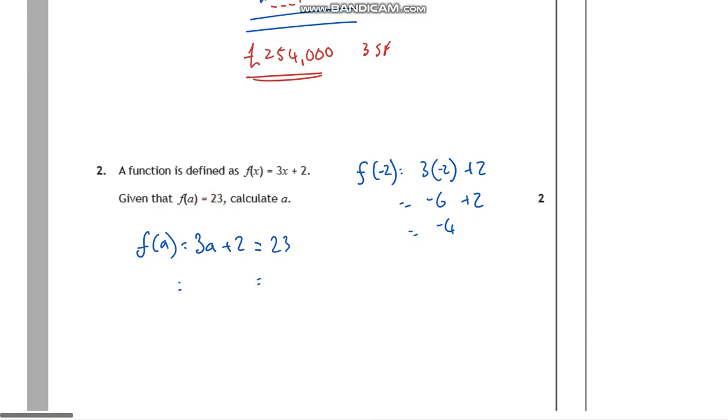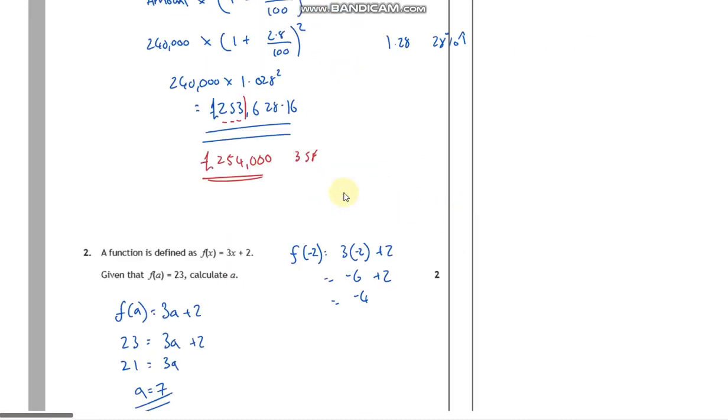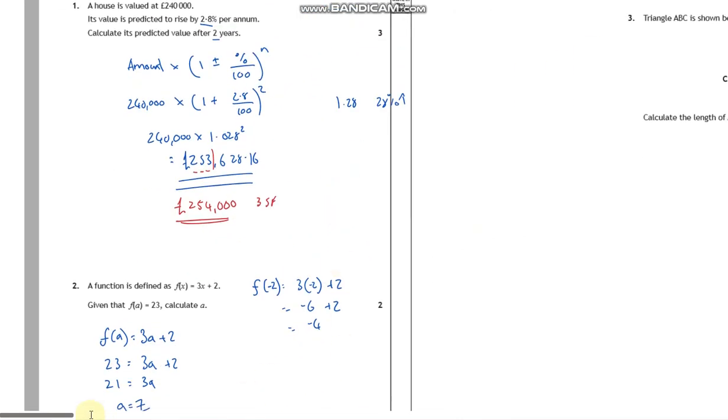So, I think I'll leave it like that, and then maybe write another answer. I'd maybe say that, if I was doing it, to be fair. So f of a is 23, and we're rearranging. 21 is 3a, so a is equal to 7. So nice easy questions to get started with, just to get you warmed up.